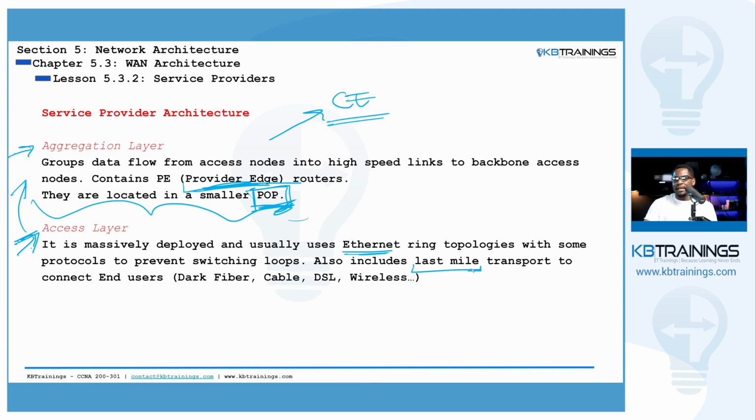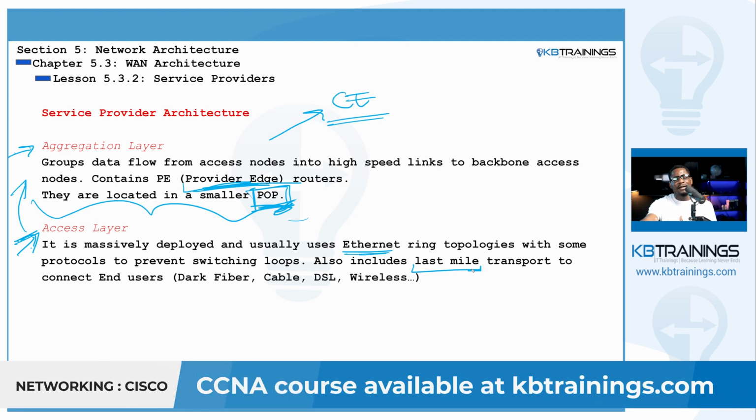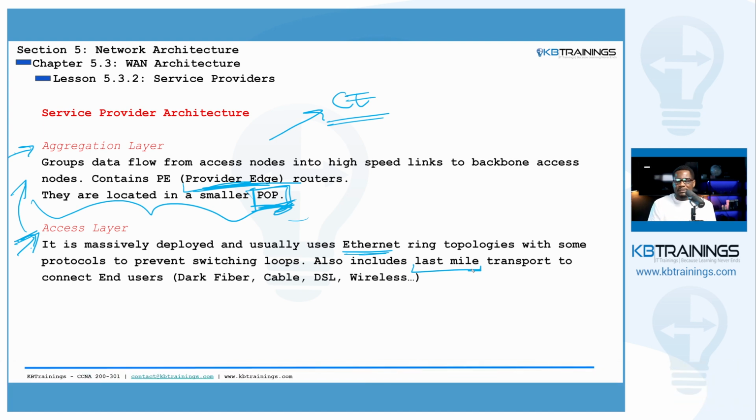The last mile is the last portion of the network that is connected directly to the customer. Not all the ISPs own the last miles going to their customers. Some of them do, but some of them don't. Usually it's owned by tier 3 service providers or local service providers. And this is where you find different kinds of technologies like dark fiber, cable, DSL, or wireless technologies.